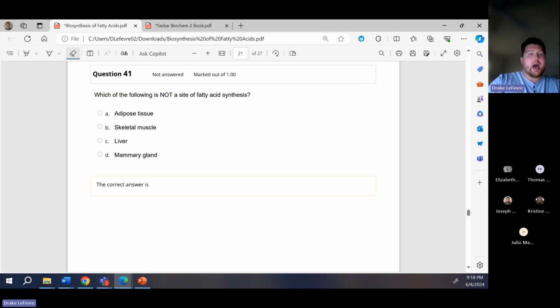Which of the following is not a site of fatty acid synthesis? So we look through all of these. Adipose tissue, 100%, because that's fat tissue. Liver, we know, always 100%. Mammary glands. Mammary glands are super cool, we need to talk about them, so much crazy stuff happens. And they do produce fats because they need to put fats into the milk when a mother is breastfeeding. So our answer is skeletal muscle.